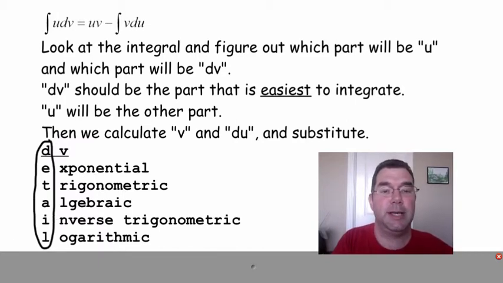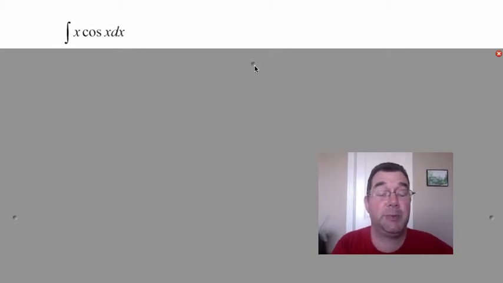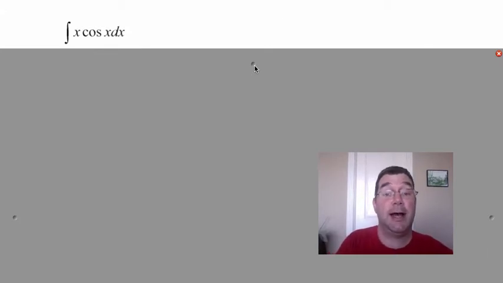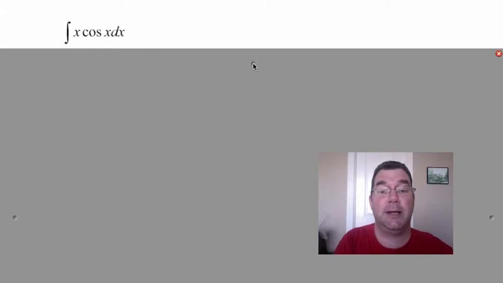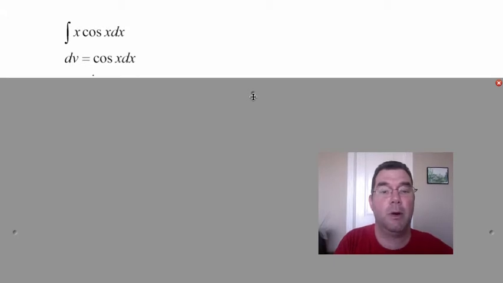All right, so let's do an example. We have the antiderivative of x times the cosine of x. So if I follow DETAIL, I'm looking for an exponential first, and I don't see that, and then I'm looking for a trigonometric. I do have that. That is cosine x. So that's what my dv is going to be, meaning that the other part, this x, is going to be my u.